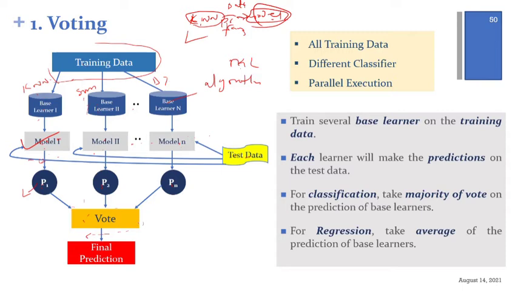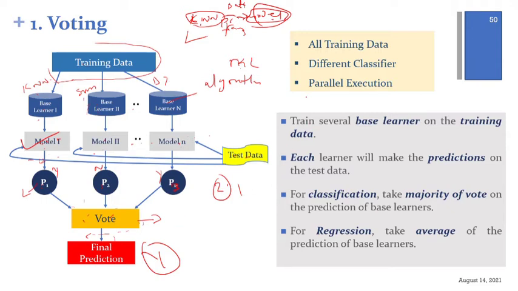In which case, it could be majority voting. So if this one is saying yes, this is no, this is yes. Let's say we have 3, assuming we have up to P3. So that's going to be a vote of 2 against 1, so our output is going to be yes. This is a very simple example to see there.